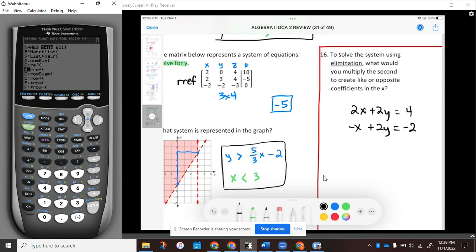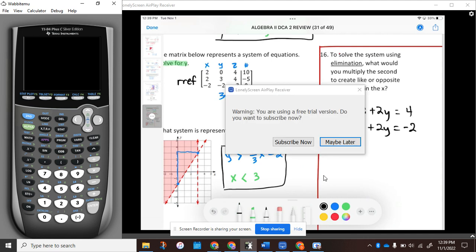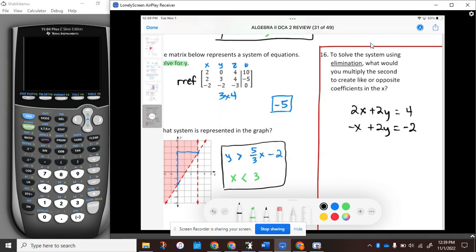It's asking the question, what do you multiply times the second equation to create like or opposite coefficients in the x? That's saying if we're doing elimination on this system and we're trying to eliminate the x, what do you multiply this bottom equation times? Times 2. Because if we were trying to create opposites, that's what you would do, right? You would do the whole entire thing times 2. That is your answer. It's just 2.